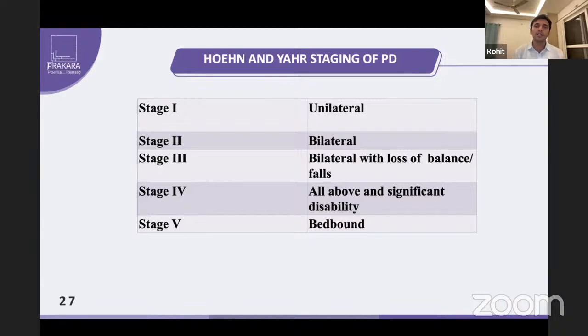In stage 2, it spreads to the other side. It can be asymmetrical, that is one side more than the other side, but it is bilateral. In stage 3, it is bilateral along with loss of balance, that is postural instability also sets in. When there is postural instability, it becomes stage 3. And with all these, if there is significant disability in performing day-to-day activities, we call it stage 4. In stage 4, patients can sometimes be wheelchair bound. When the patient becomes completely bed bound, it is called stage 5.